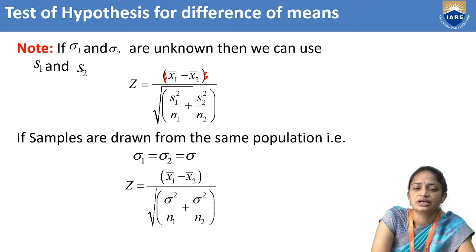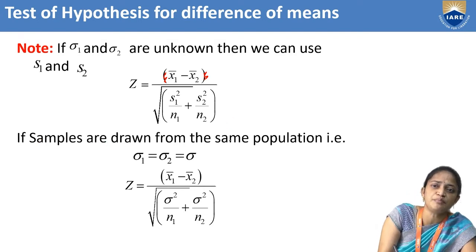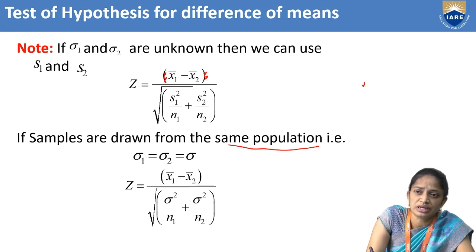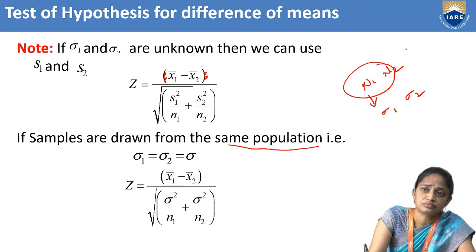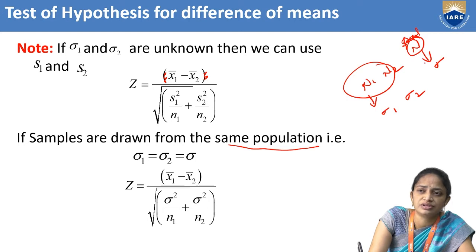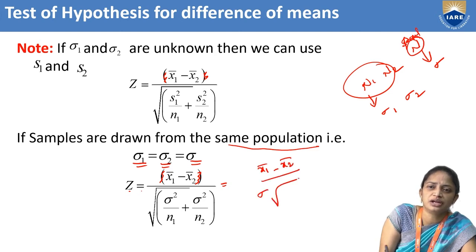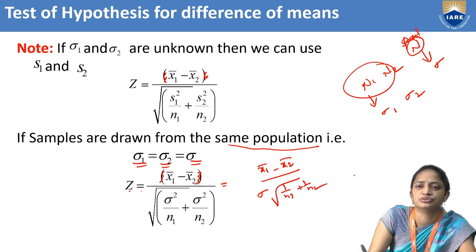And one more note is there: if the samples are drawn from the same population. If different populations like N1, N2 are there, then sigma 1 and sigma 2 will occur. But in the same population, we have only one standard deviation. That means sigma 1 equal to sigma 2 equal to sigma, so z equals x1 bar minus x2 bar divided by under root of sigma square by n1 plus sigma square by n2, or we can write z equal to x1 bar minus x2 bar divided by sigma into under root of 1 by n1 plus 1 by n2. So this is the formula.